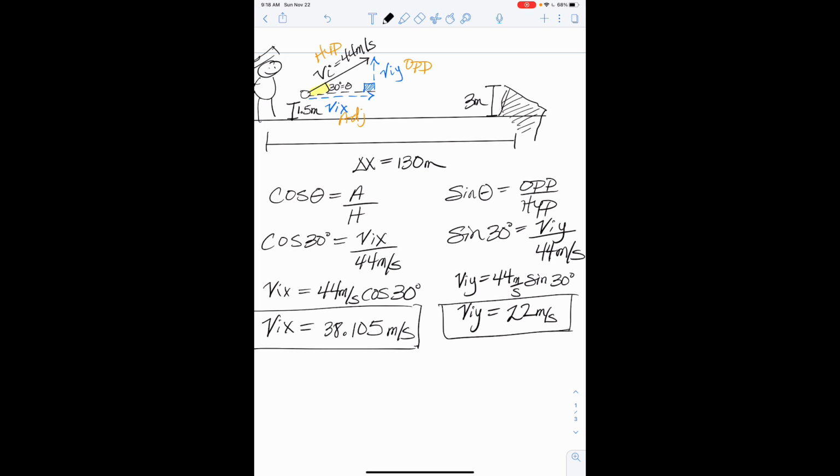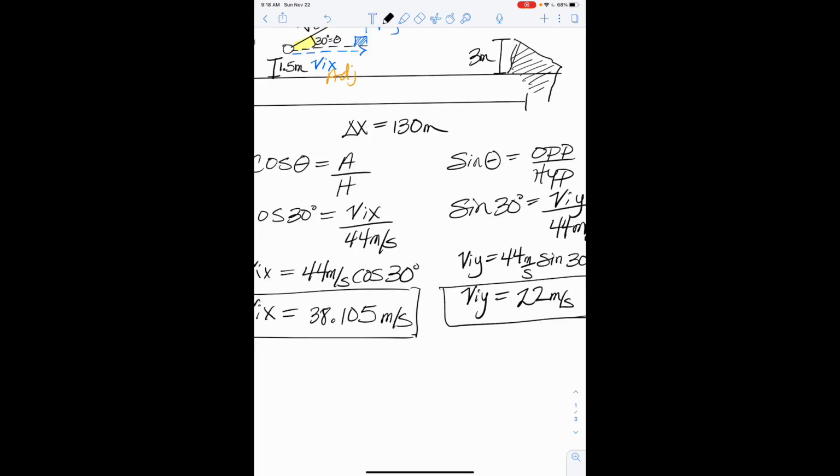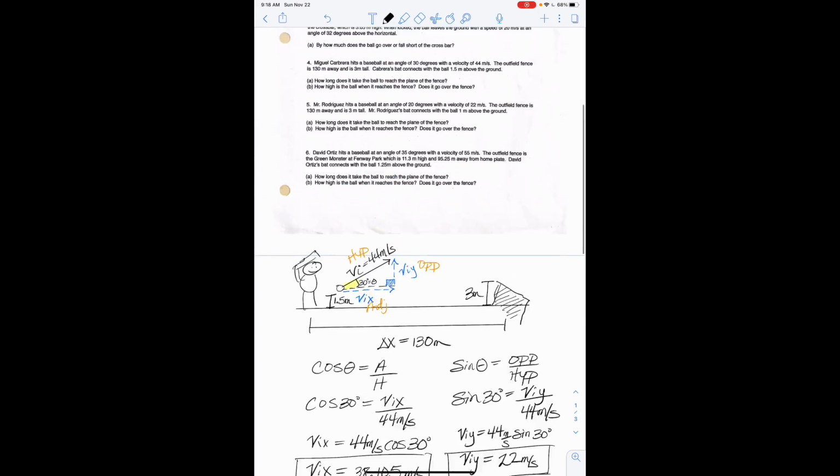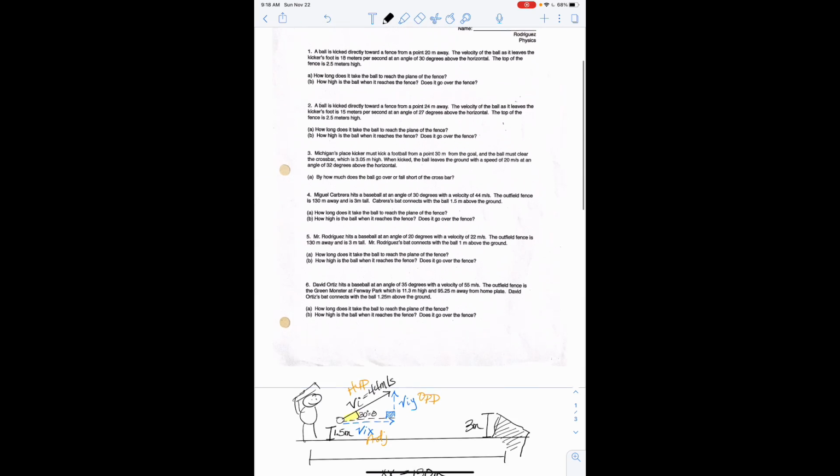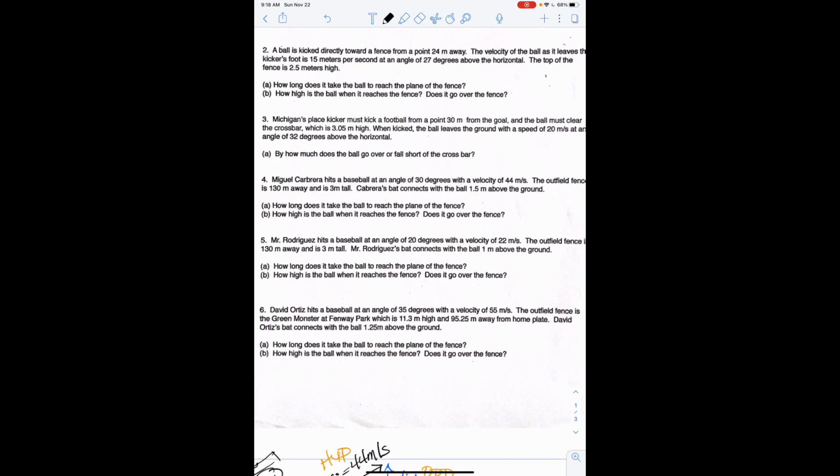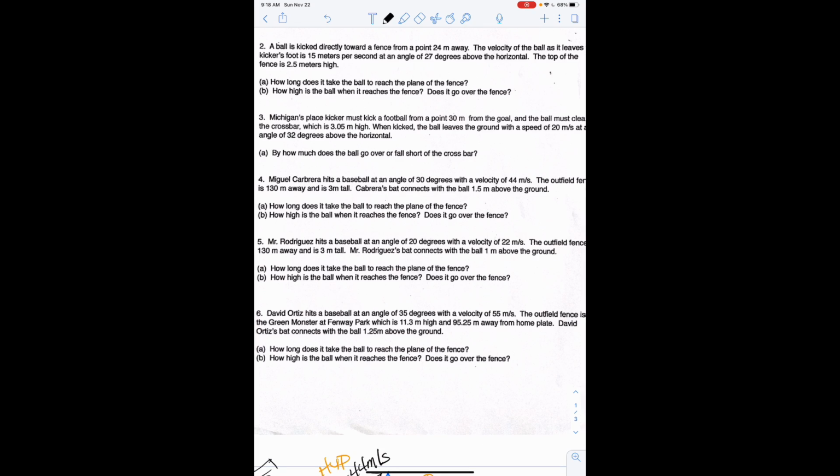All right, so which way do I want to work first here? Well, what's the question, right? I think the question is, does the ball go over the fence and by how much? How long does it take the ball to reach the plane of the fence? So we want to know that time value and how high is the ball when it reaches the fence.